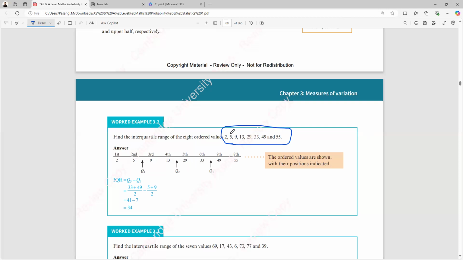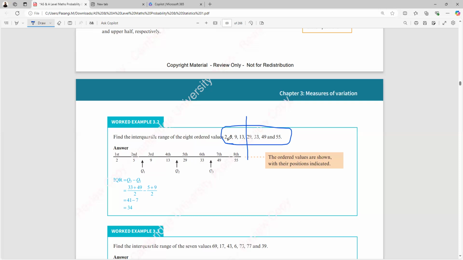Here the number of values is 1, 2, 3, 4, 5, 6, 7, 8, an even number of data set. So first we have to split this entire data set into two groups. For the first half, we have 2, 5, 9, 13. That is all four numbers. Then we have 29, 33, 49, and 55. That is for the last four. So here Q1, Q2, Q3: the median of the first half, and then the median of the second half. The data is 2, 5, 9, 13, 29, 33, 49, and 55.